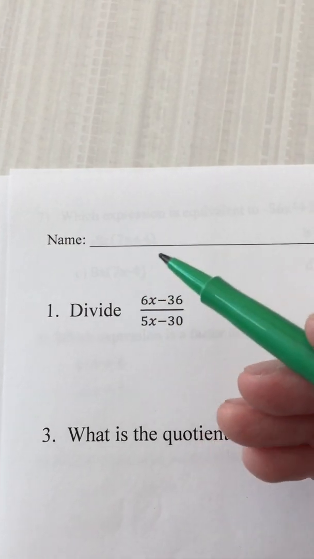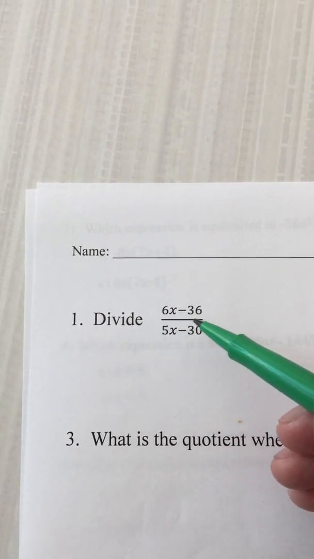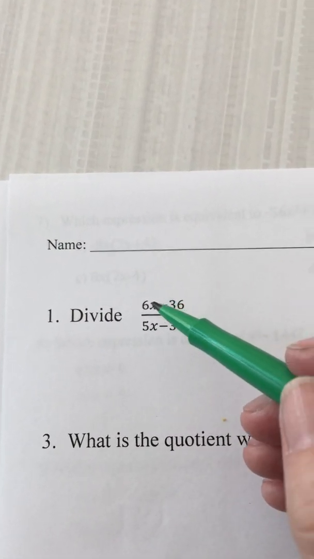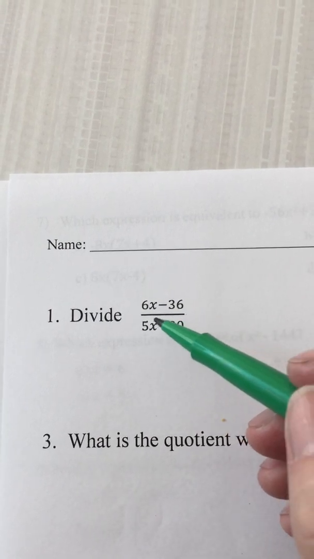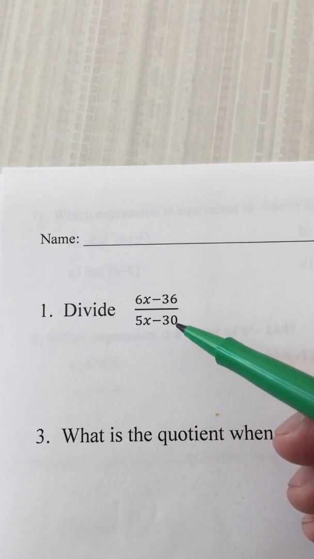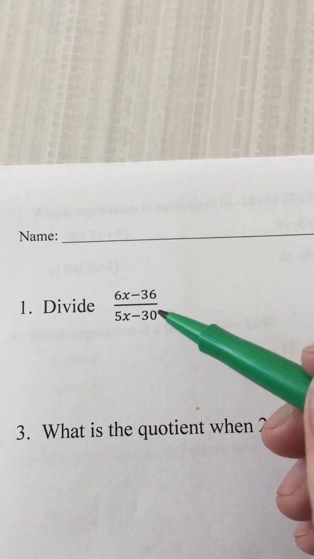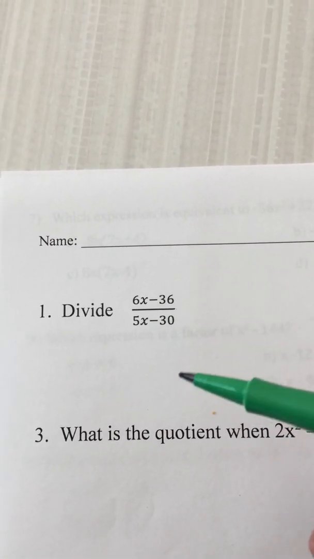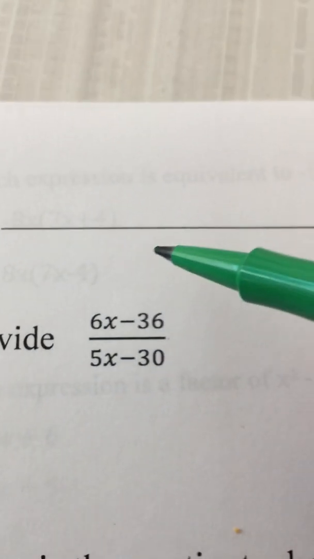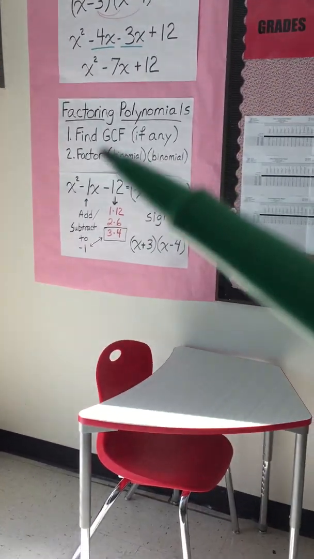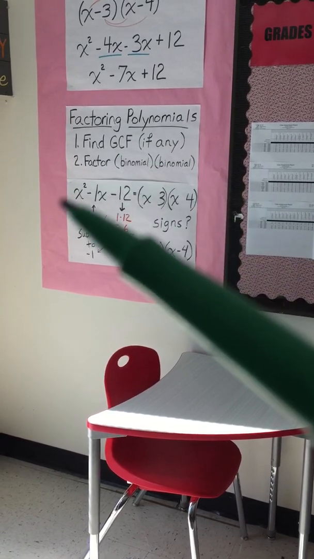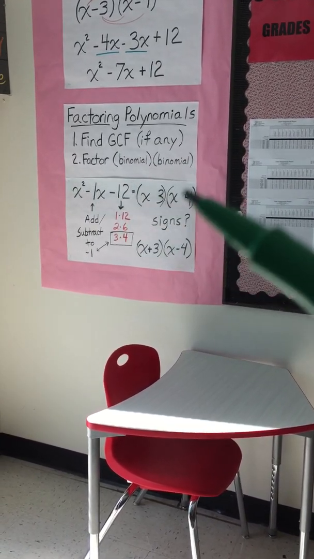Okay, so we're going to divide these two things. It is a division problem because it has this fraction line in here. That means divide. This is 6x minus 36 being divided by 5x minus 30. So we're not going to do long division this year. What we are going to do is just factor the top, factor the bottom, and see if anything will cancel out. So when we're factoring, the first thing we always do is look for the GCF, because there's my poster, and it says step 1 is find a GCF, if any, and then the second thing is if it's a trinomial, try to factor it into a binomial times a binomial.